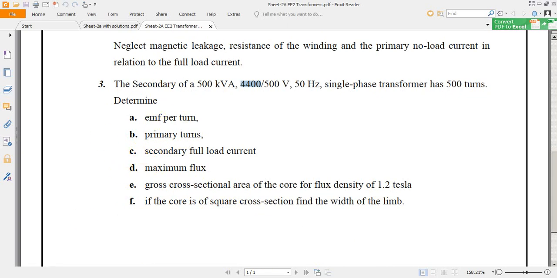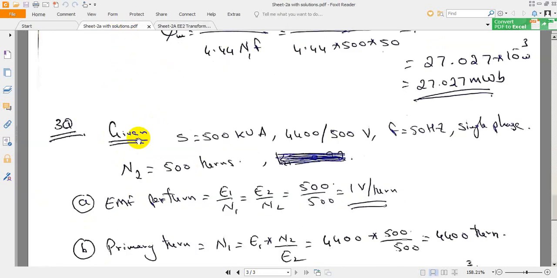To start with, let us write the given data. S is equal to 500 kilovolt amperes. 4400 by 500 volts forms the transformation ratio and also the voltage rating of the primary and the secondary. F is the frequency, 50 hertz. It is a single phase transformer. The number of turns on the secondary is 500 turns.